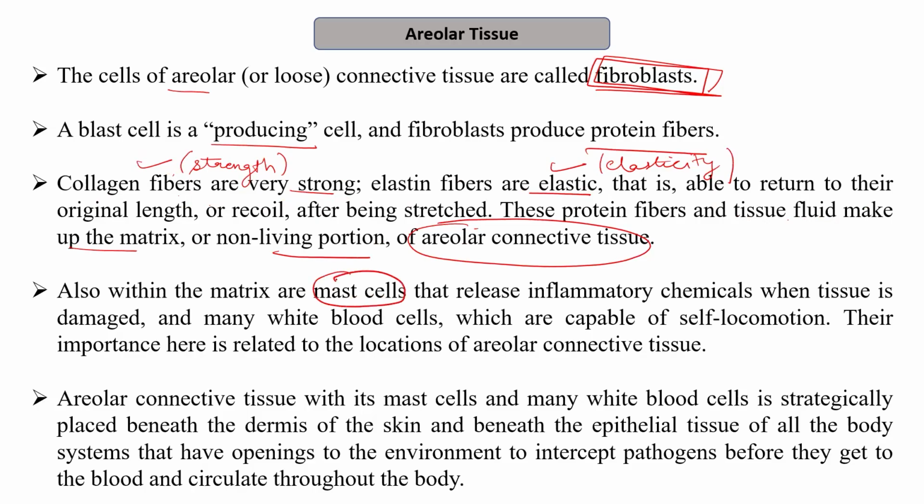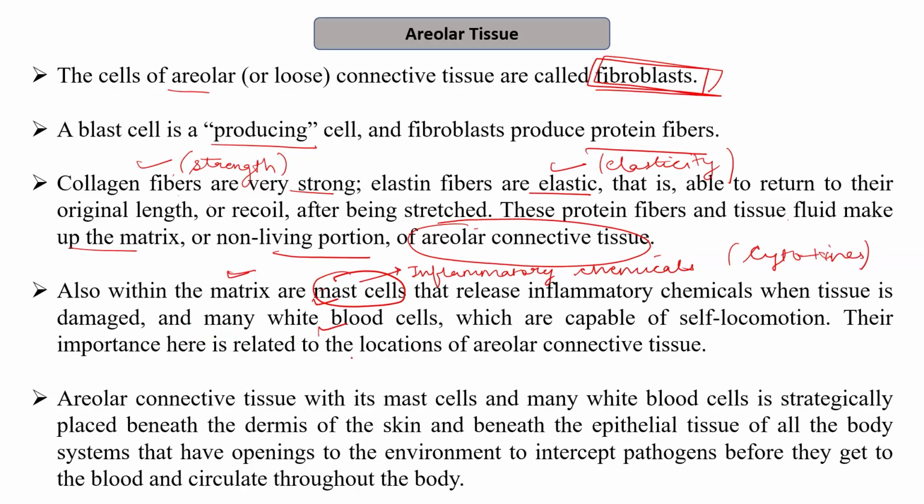So what is the function of these mast cells? They release inflammatory chemicals like cytokines. Inflammatory chemicals like cytokines are released when tissue is damaged. So the function of these mast cells is repair and protection from any infection. And there are many white blood cells which are capable of self-locomotion. So within the matrix, they have some immune cells also. As I mentioned, they have mast cells, they have white blood cells.